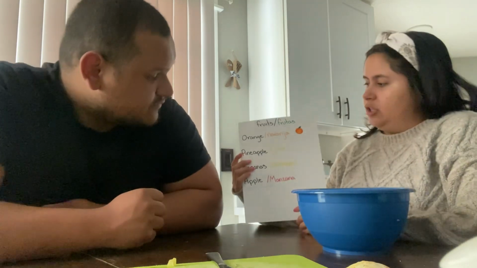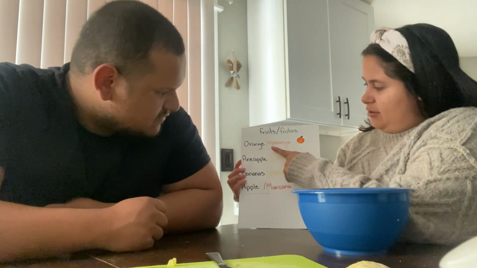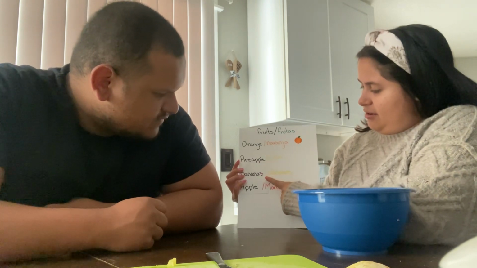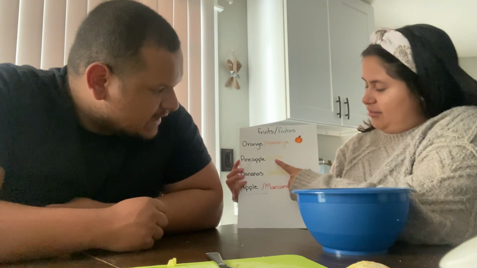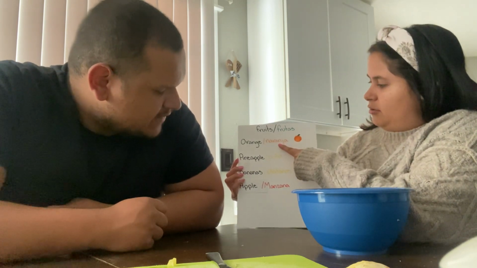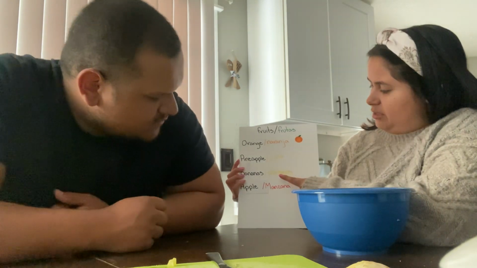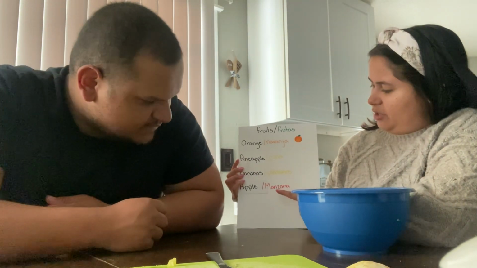Let's go over the fruits. What fruits we put in here, okay? First, we put... Manzana. Then we put... Naranja. And then... Plátanos. And then... Piña. Good job. And what color was the orange? Naranja. What color was the pineapple? Amarillo. What color was the banana? Amarillo. And what color was the apple?